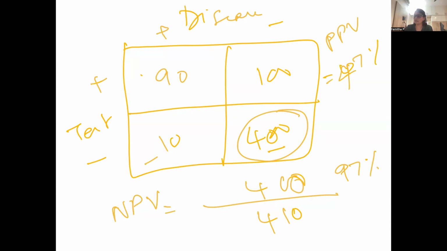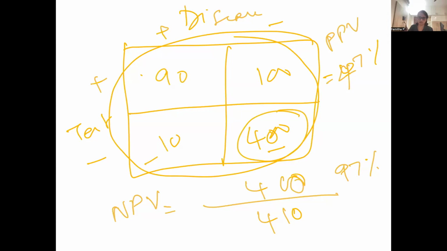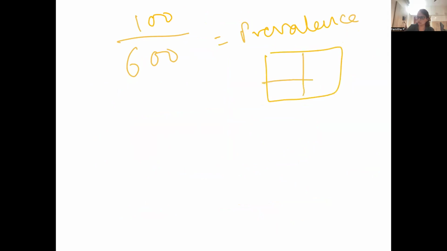Now, we will drop the prevalence of disease in the same population. So how many are there in this entire population? You have 90 plus 100 plus 10 plus 400, or you have 100 plus 500. You have 600 babies here. In 600 babies, 100 of them have disease. So this is the prevalence in this population, which we were talking about so far, where you had this box.